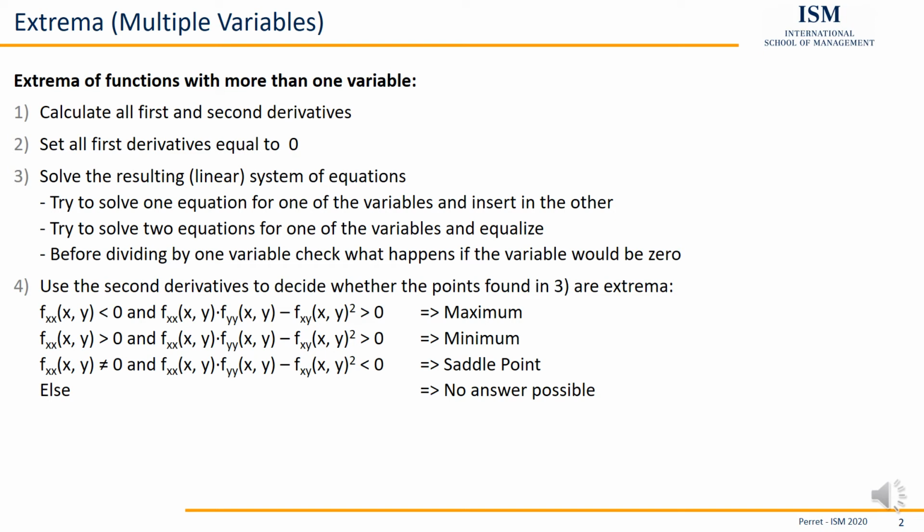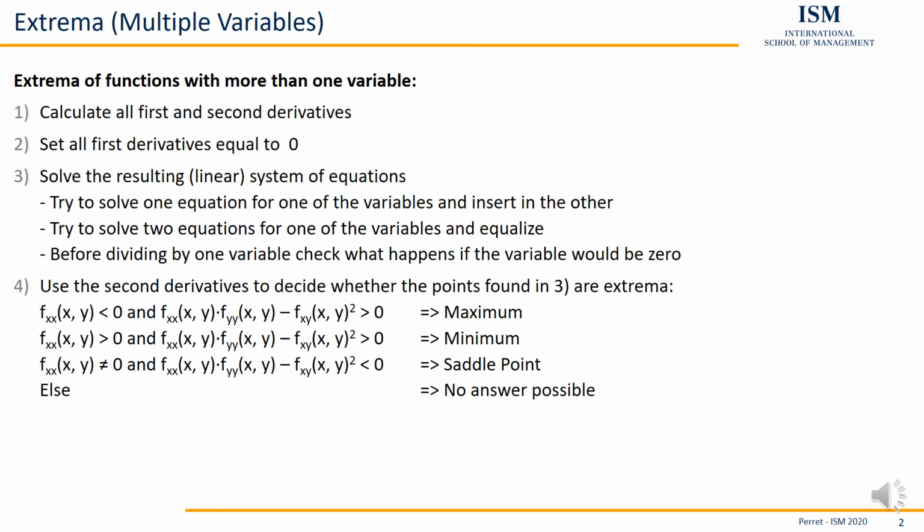For those of you who already heard about eigenvalues, you can also determine the eigenvalues and then, based on the eigenvalues, determine whether you have maxima, minima or something else. If you only have positive eigenvalues, you have a minimum. If you only have negative eigenvalues, you have a maximum. If you have positive and negative eigenvalues, then you have a saddle point. If one of the eigenvalues is 0, then no answer is possible at this point. Something similar we have here as well.